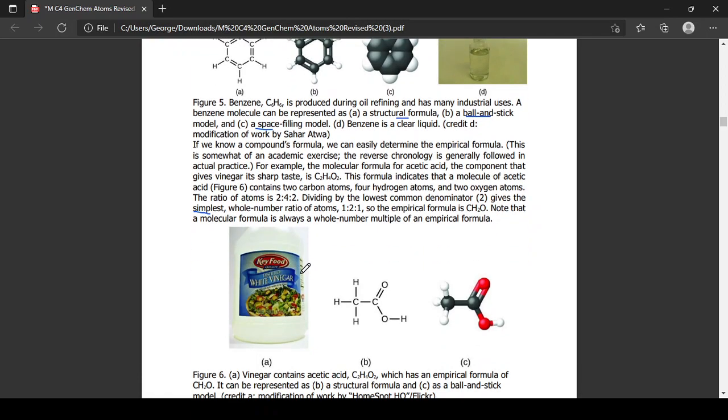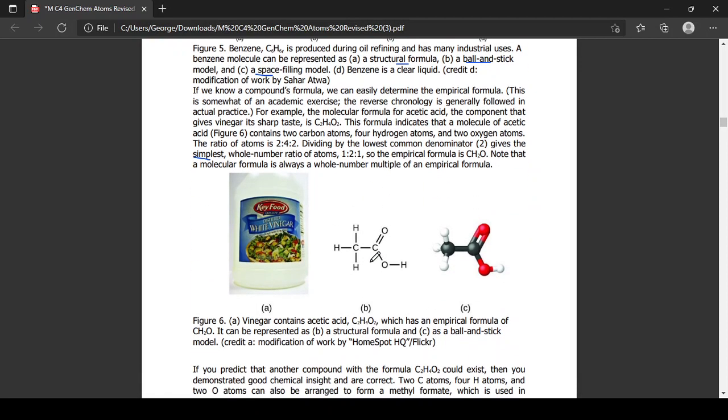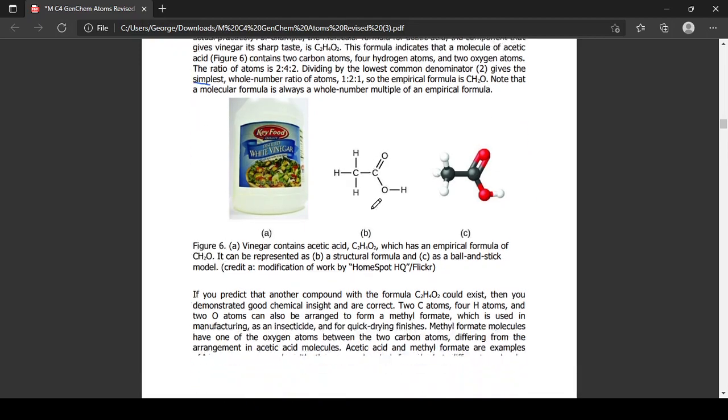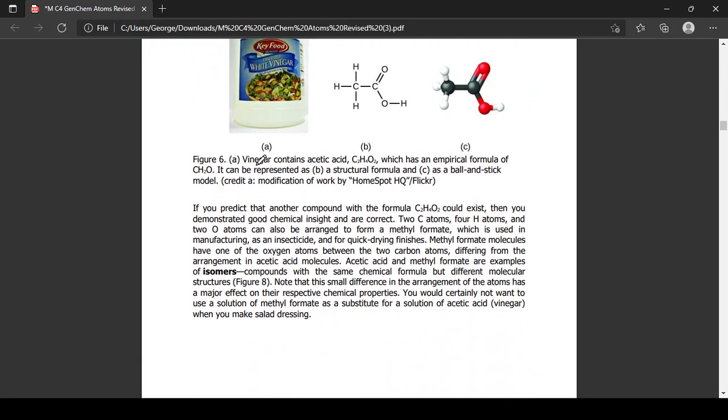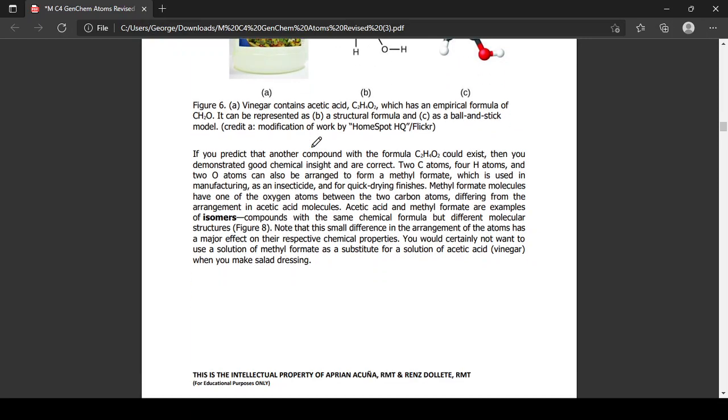Note that a molecular formula is always a whole number multiple of an empirical formula. For figure 6, the vinegar contains C2H4O2, which has the empirical formula CH2O. It can be represented as a structural formula and as a ball and stick model. And if you predict that another compound with a formula of C2H4O2 could exist, then you demonstrated good chemical insight and are correct.